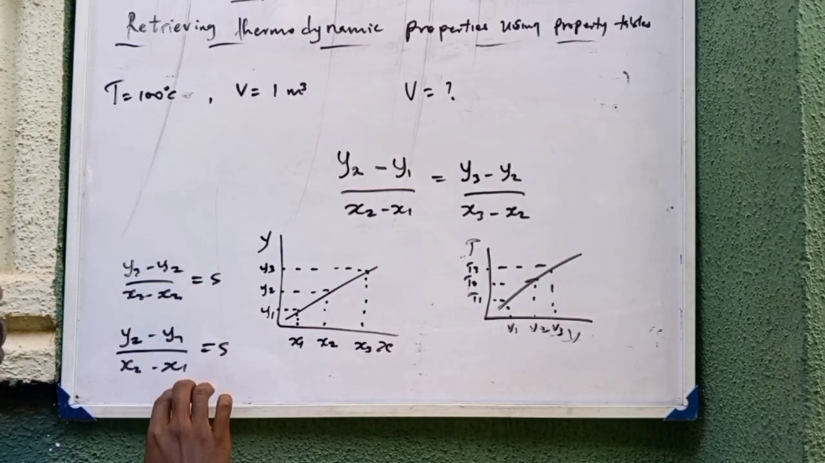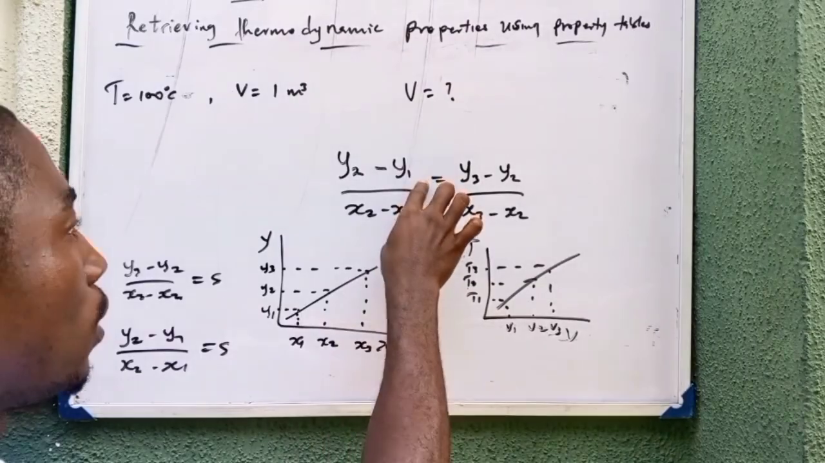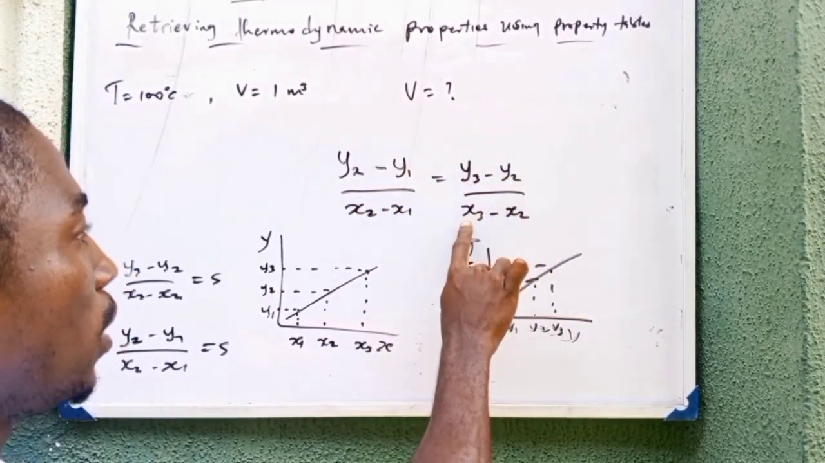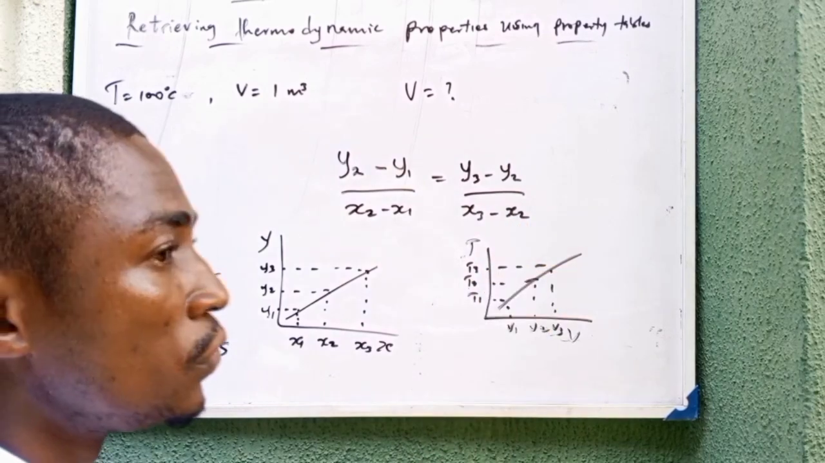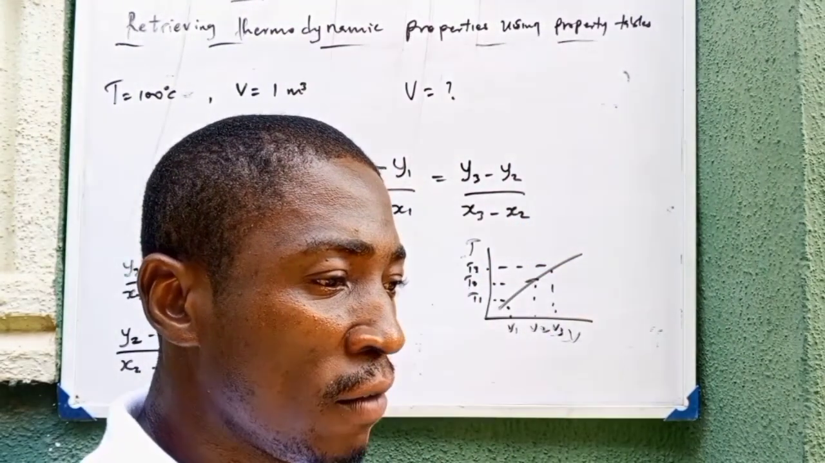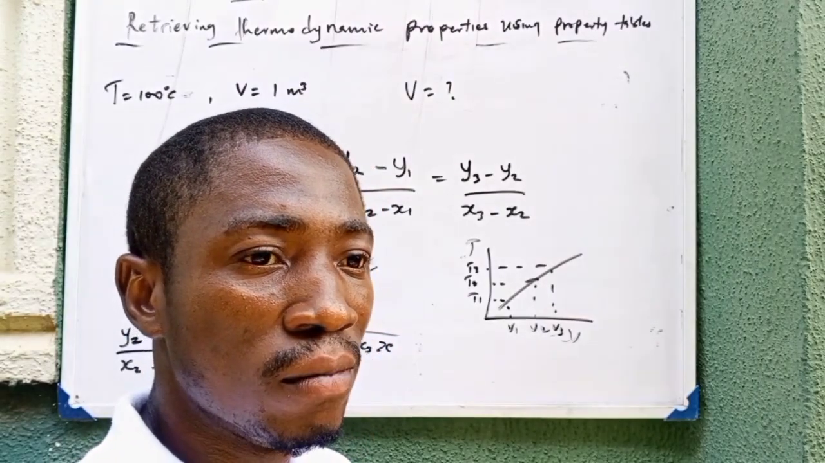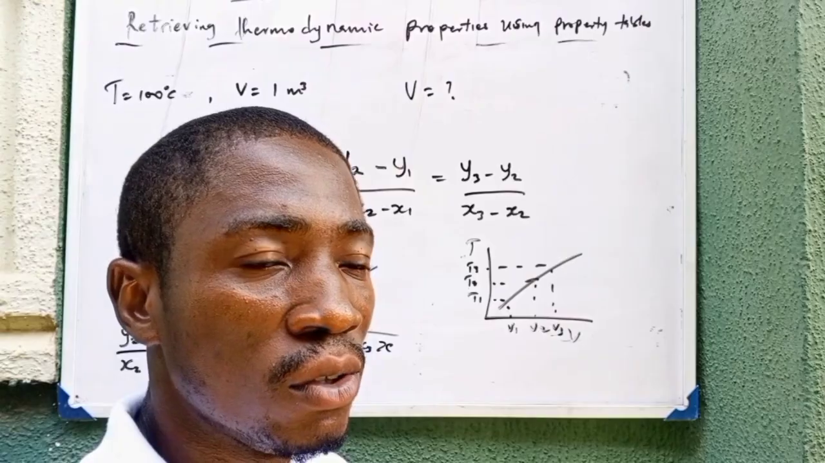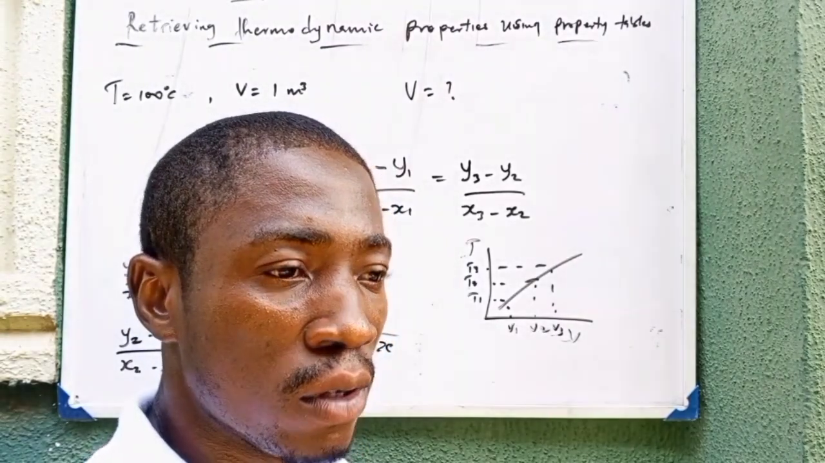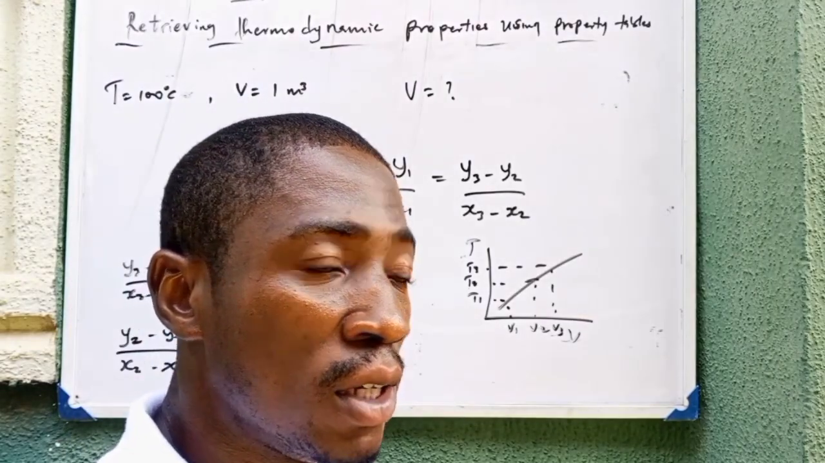Now, equating the two slopes is what gives birth to this: (y2 minus y1) over (x2 minus x1) equals (y3 minus y2) over (x3 minus x2). What happens is that on the single phase regions, within a very short interval, we can treat the points as being on a straight line. So since we are treating those points as being on a straight line, the slope is constant. That will help us to find a value that is in an intermediate position.